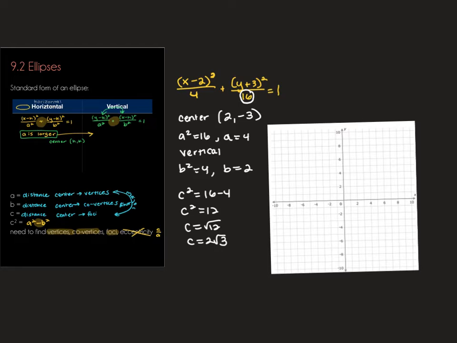So 2, negative 3 is my center. I said this is vertical, so the a is up and down. So I'm going up 1, 2, 3, 4, down 1, 2, 3, 4, and those are my vertices: 2, 1 and 2, negative 7. Center I'm going to put down here too, because that's one of the things you're going to get asked.